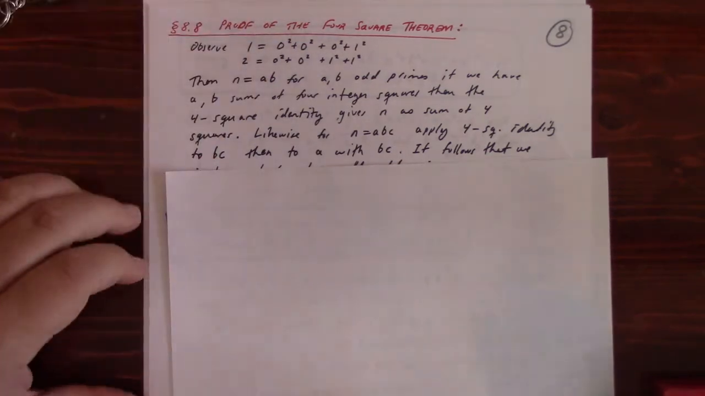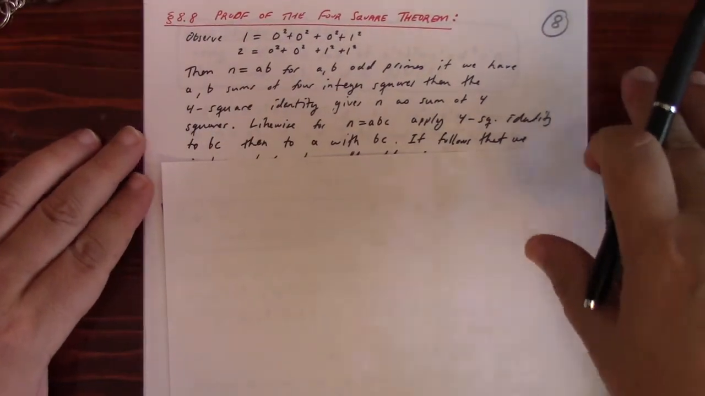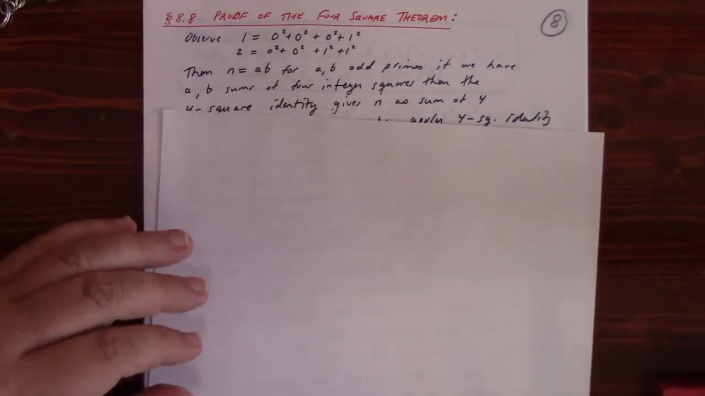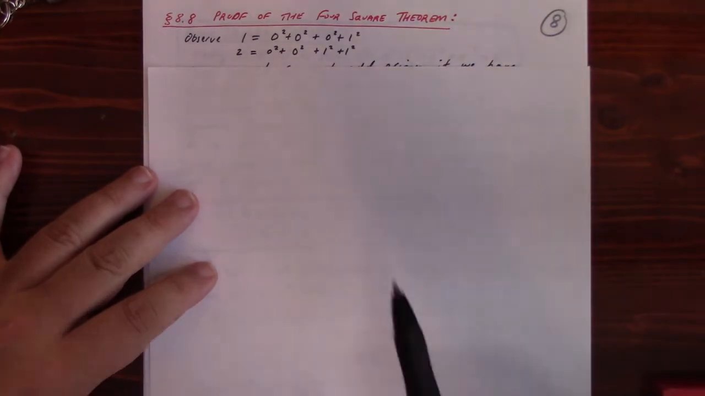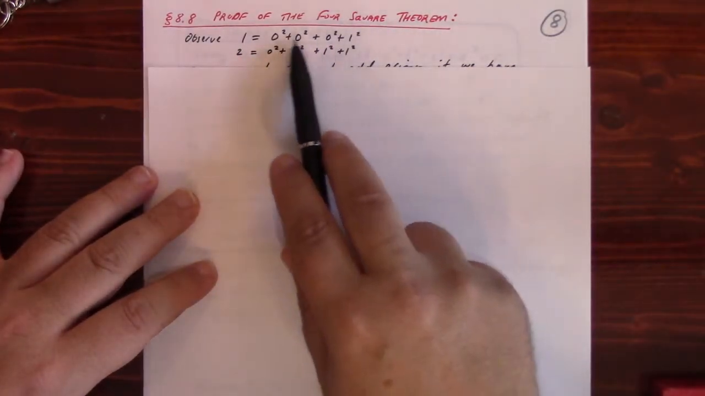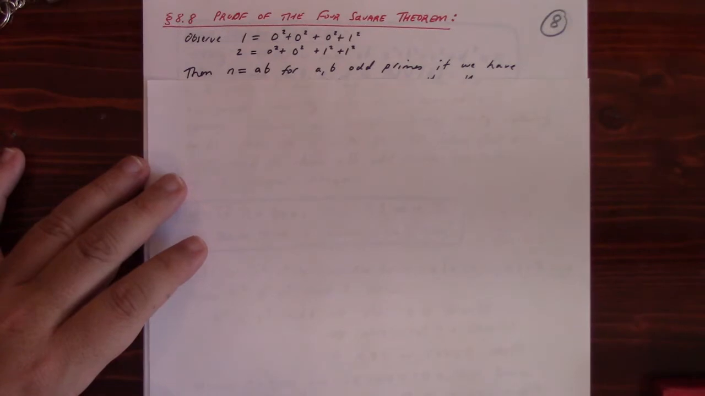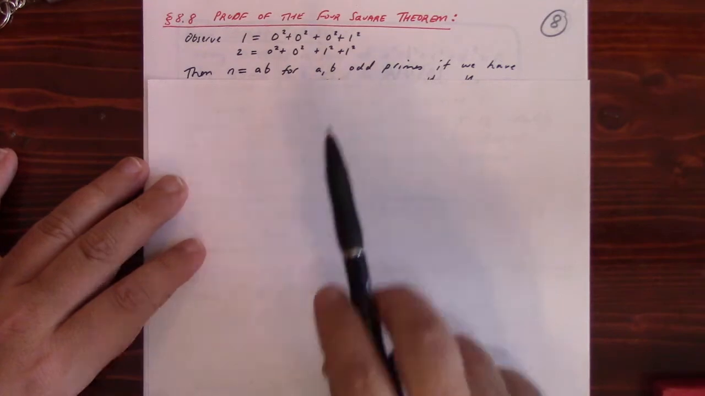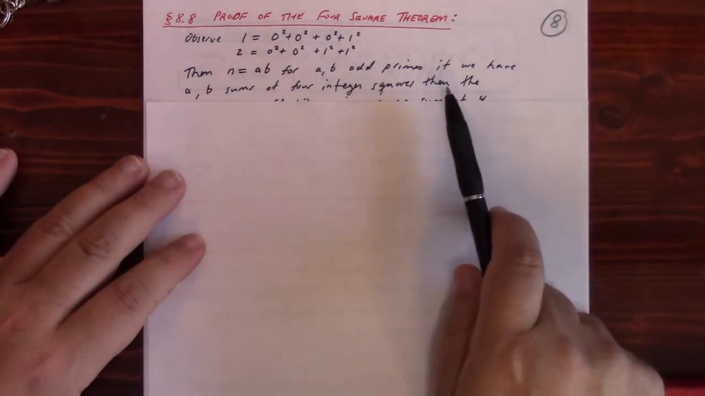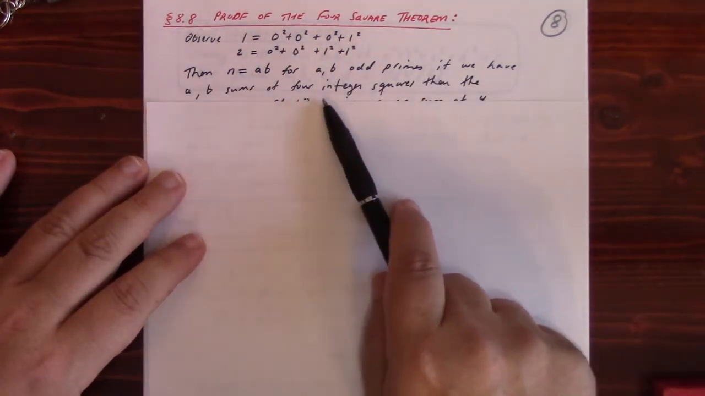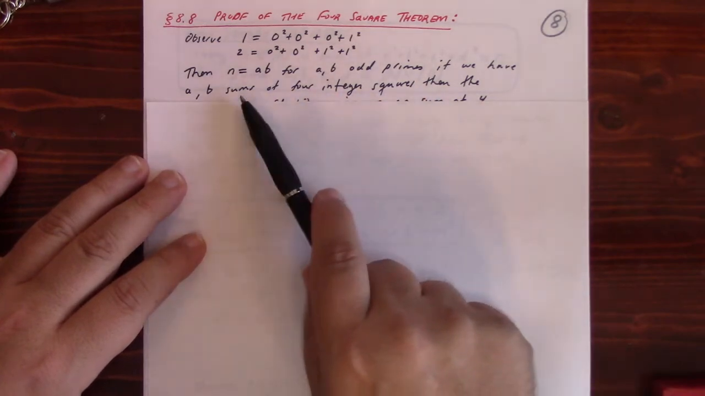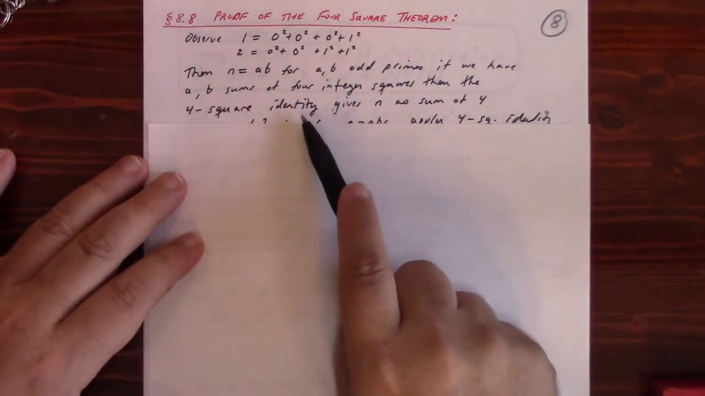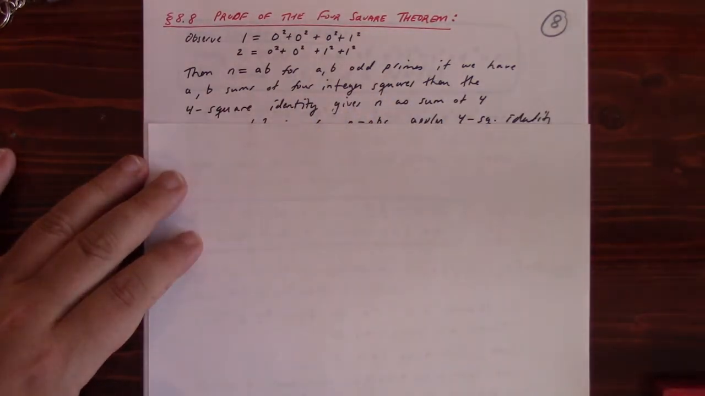So, proof of the four-square theorem. Here's the main event, if you will. It's got a few different moving parts, but let's get started here. First of all, you can write 1 and 2 as sums of four squares, right? And let's think about it. If n is composite, if it's the product of a and b, and a and b are sums of 4 integer squares, then what? Well, then the four-square identity gives us n as a sum of 4 squares.